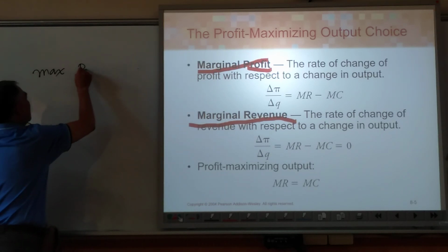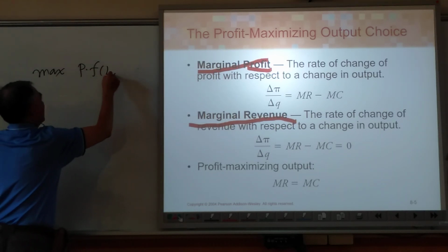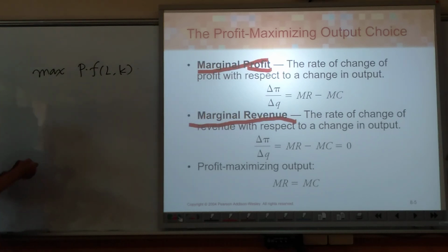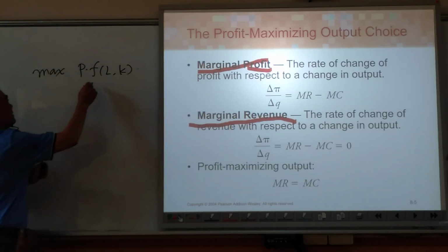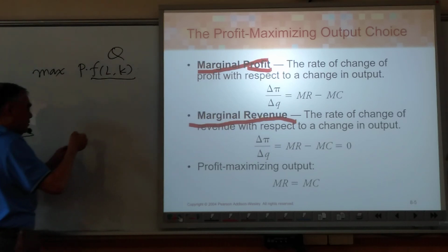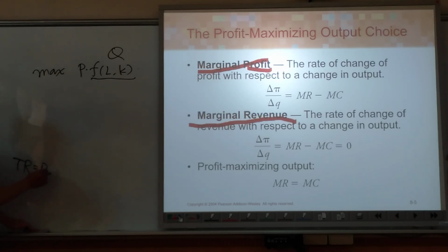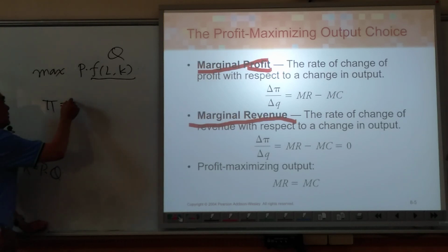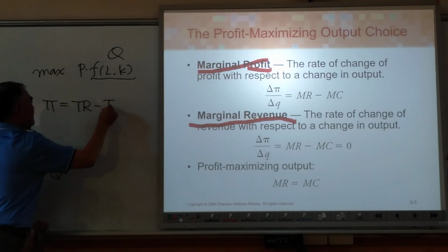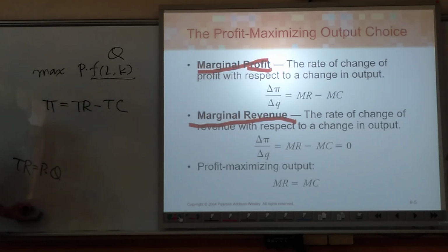So P times Q, right? So this is the price, and this is Q, right? So this is the revenue. Okay, so generally we call TR. TR is equal to P times Q. Okay, let's try the easy one first. So pi is profit. Pi is profit is equal to TR minus TC. And so from here, what you get?